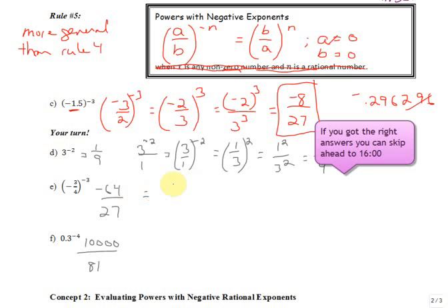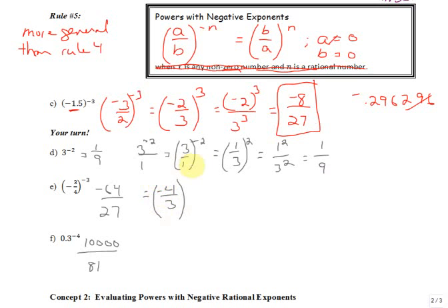Okay, E has a negative exponent, so we want to change that to a positive exponent. So we flip what's inside the brackets. It becomes negative 4 over 3, so the negative floats up, cubed. So this becomes negative 4 cubed over 3 cubed, which is negative 64 over 27.